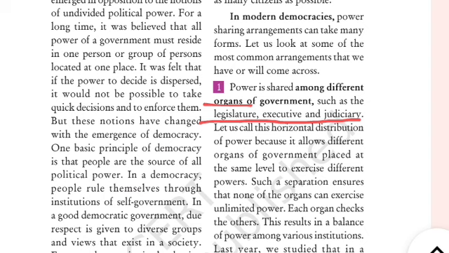Let us call this horizontal distribution of power because it allows different organs of the government placed at the same level to exercise different powers. Such a separation ensures that none of the organs can exercise unlimited power. Nobody is having unlimited power. They all have certain boundaries which they can't cross, right? Each organ checks the other, and this results in a balance of power among various institutions.